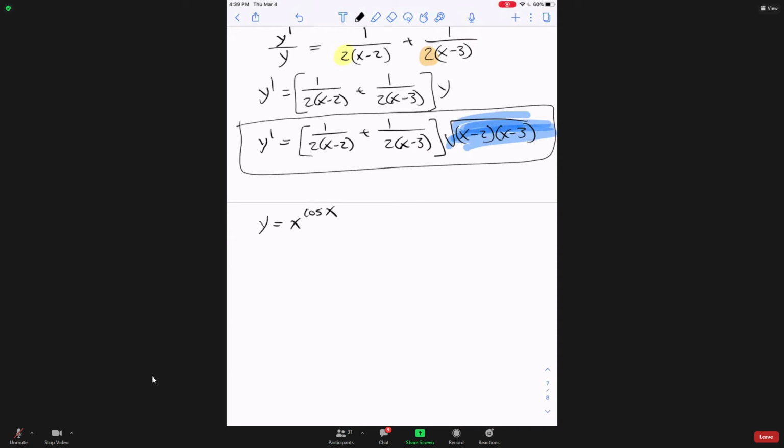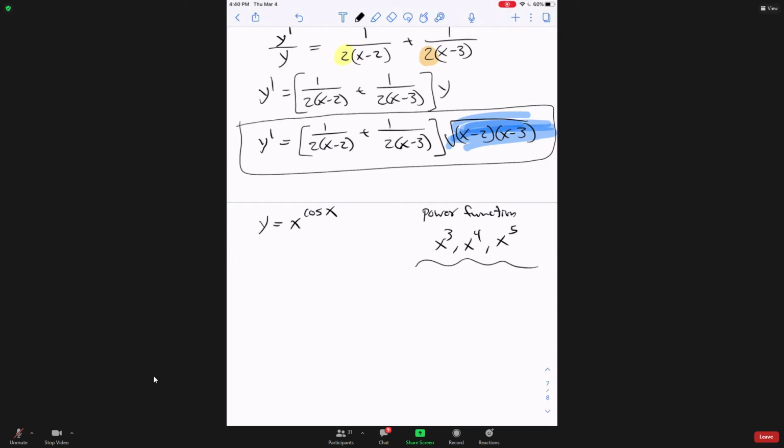Let's take the derivative of y equals x to the cosine of x. So here's the thing. This is something where you would have to use logarithmic differentiation, because this is not a power function, nor is it an exponential function. So a power function would be like x to the third, x to the fourth, x to the fifth, x to a number, that's a power function. This is not x to a number, it's x to some expression.